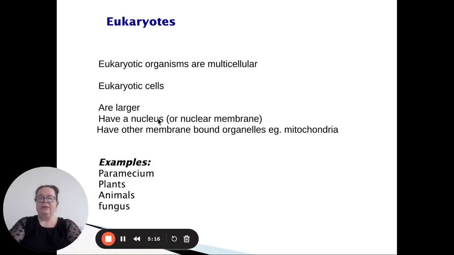They have a nucleus or nuclear membrane around the DNA. And they have other membrane-bound organelles. Now, that sounds difficult, but organelles are just all those little bits that are inside of a cell. And membrane-bound just means they've got a membrane around the outside, something like a mitochondria. And if you remember, mitochondria are actually too big to fit inside a bacterial cell, so we won't find them in prokaryotes, but we always find them in eukaryotes.